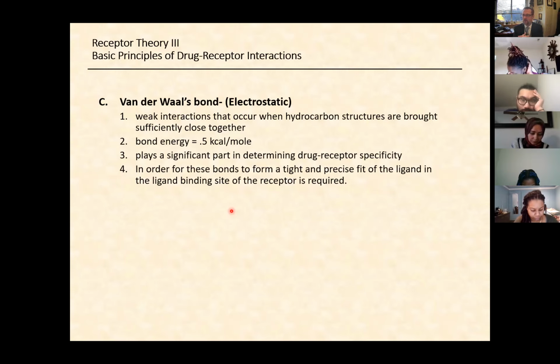So the bottom line with van der Waals interactions is that they're important for drug receptor specificity. And the reason for that is because in order for these bonds to form, the drug molecule and the receptor molecule have to come incredibly close together. And I have a cartoon picture coming up that might explain this a little bit better.